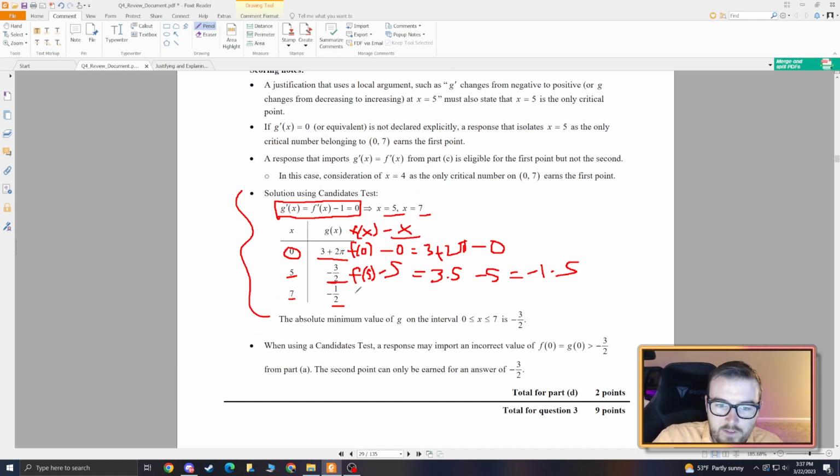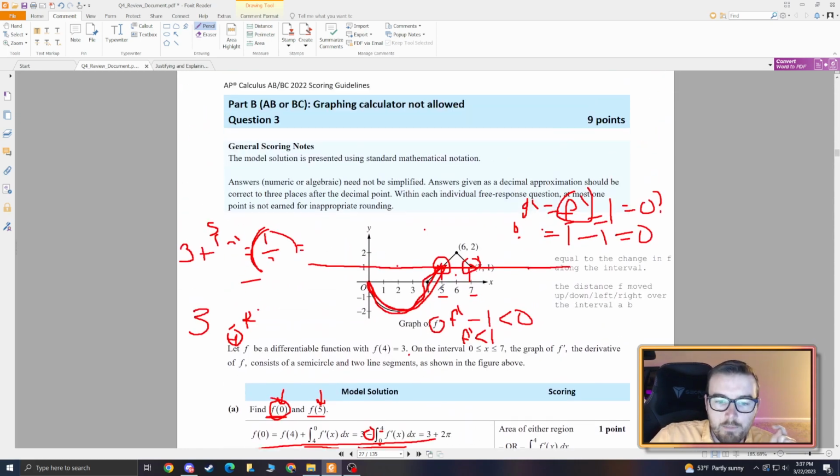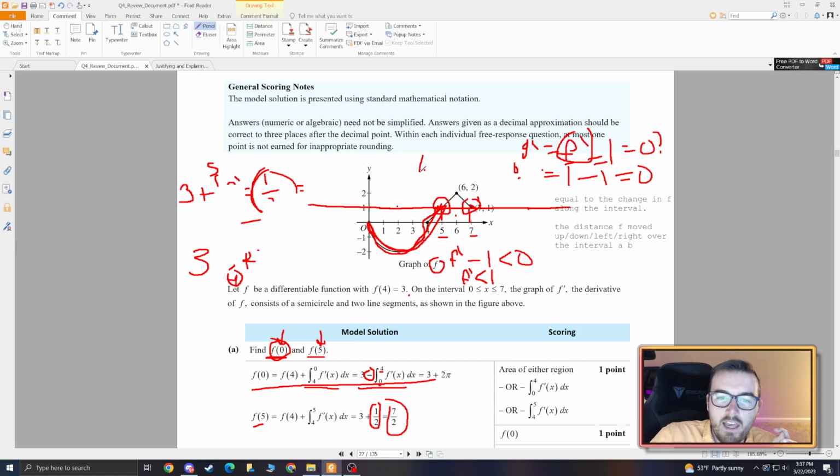And now how do we find g of 7? We're going to do f of 7 minus 7. Now, we haven't solved for f of 7 in a previous problem. So we're going to have to do the same thing that we did in part A in order to find f of 7.